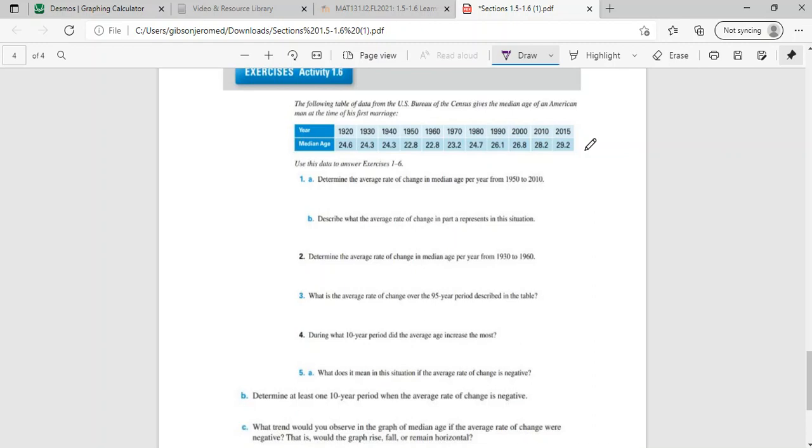It says determine the average rate of change in median age per year from 1950 to 2010. Okay? So this is what I would do. 1950, I'm going to go off to the side here. 1950 is the year. So we had 1950. And the age is 22.8.